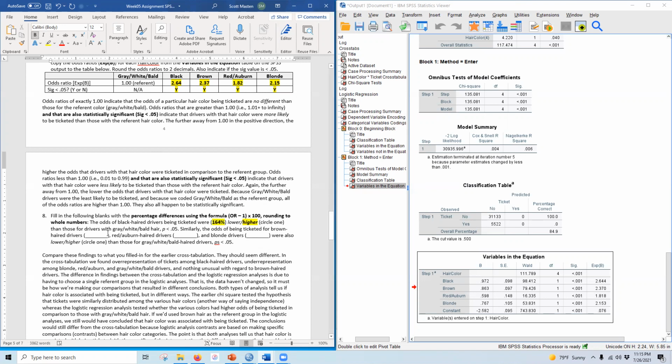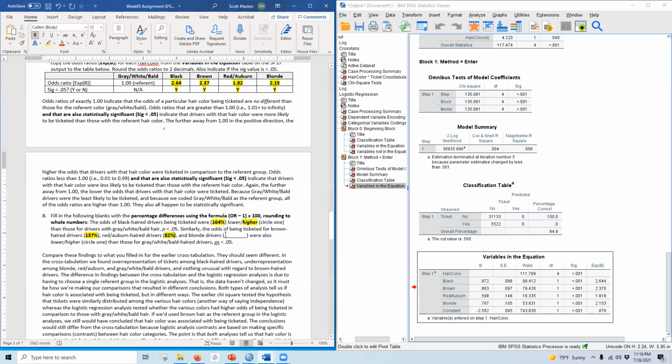All right. Then drivers with gray, white, bald hair. Similarly, the odds of being ticketed for brown-haired drivers. And so let's fill that in again using this little formula. Brown is 2.37 minus 1 is 1.37 times 100 is 137%. Wow. And again, it's going to be higher when we finally get there. Red/auburn is 1.82 minus 1 times 100 is 82%.